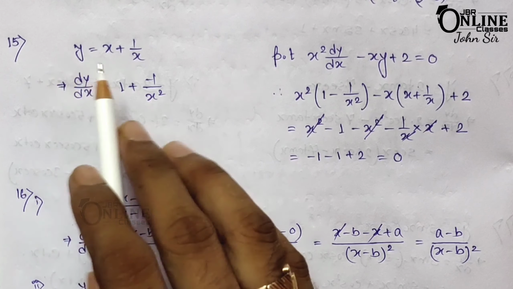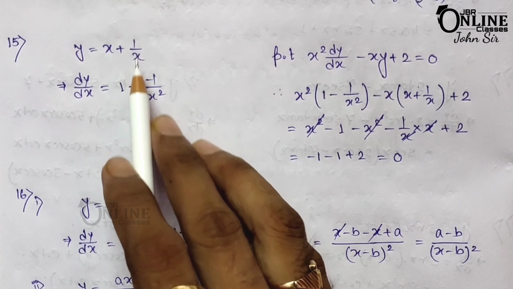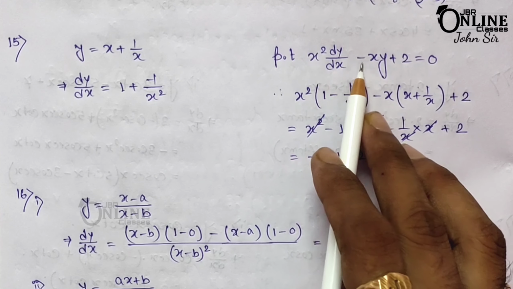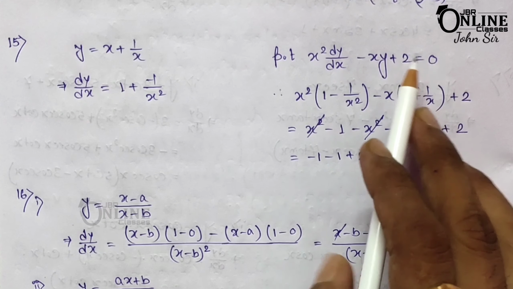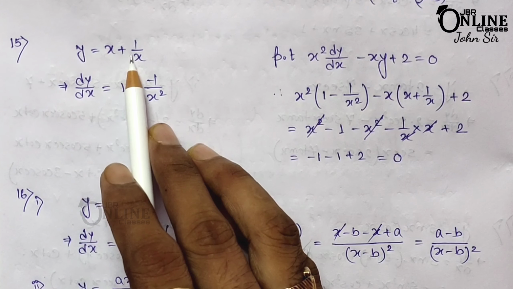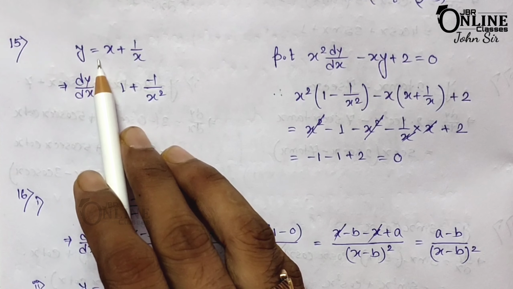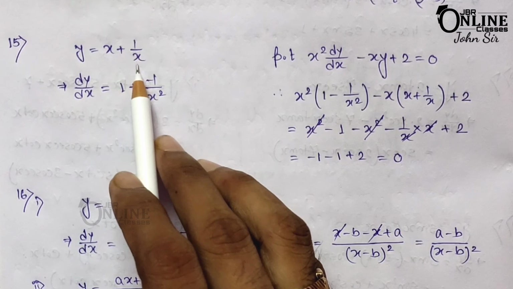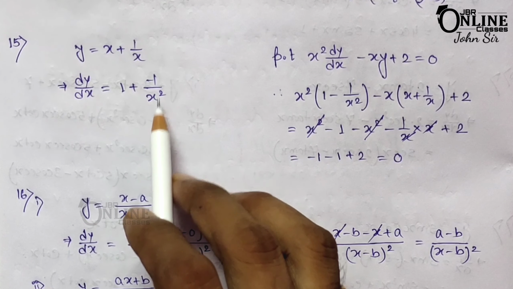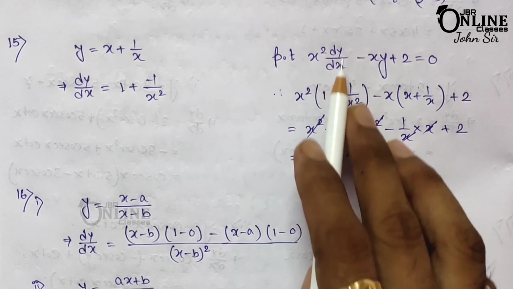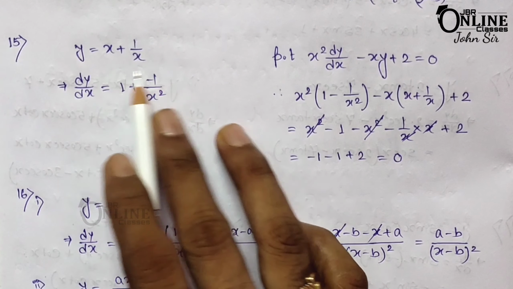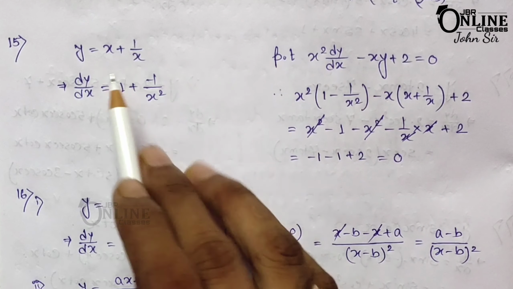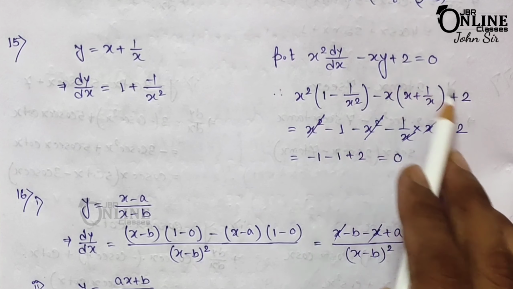Now sum number 15. Here y equal to x plus 1 by x, and you have to prove that x square dy dx minus xy plus 2 equal to 0. So if y equal to this one, then differentiate it with respect to x, it will be dy dx, and here x will be 1 and 1 by x will be minus 1 by x square. So just put down the value here, x square into dy dx. So here the value of dy dx, 1 minus 1 by x square, then minus x, value of y equal to x plus 1 by x, then plus 2.